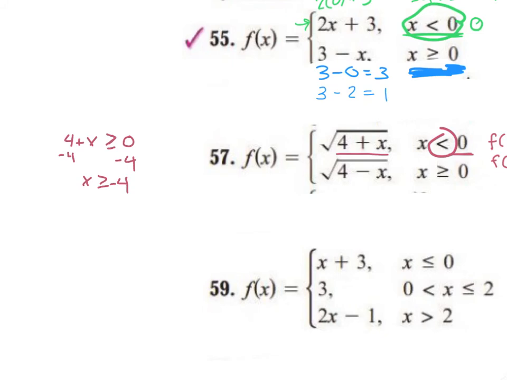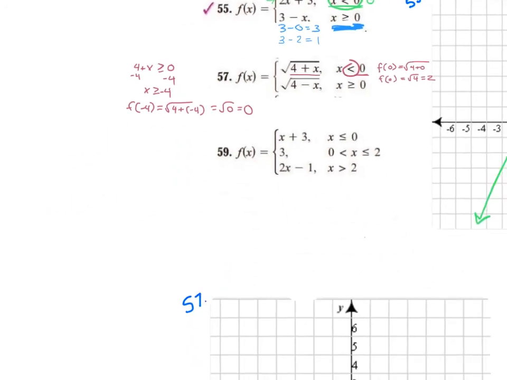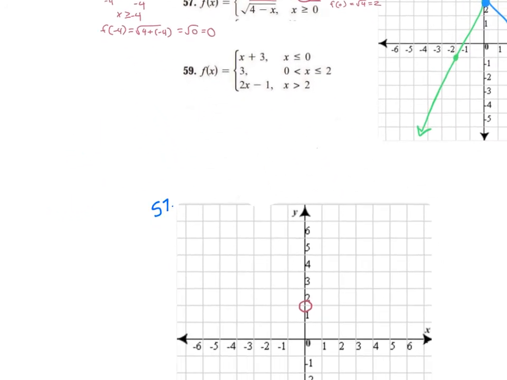So let's plug in -4 so we can see what our ending value is for this graph. f of -4 is equal to the square root of 4 plus -4. 4 plus -4 is 0. Square root of 0 is just 0. So when x is -4, y is 0. So we're going to go to the left 4 and put a dot there. And now we know our square root graphs kind of look like this.